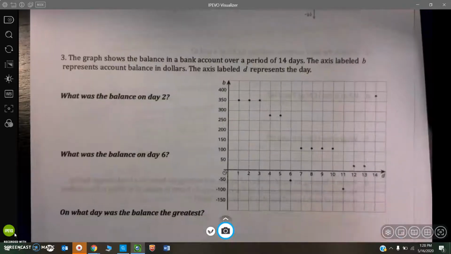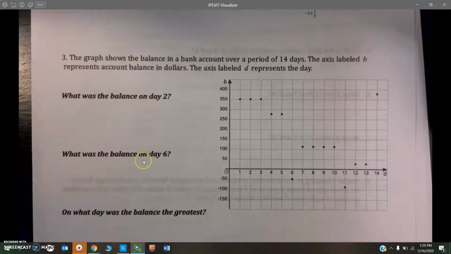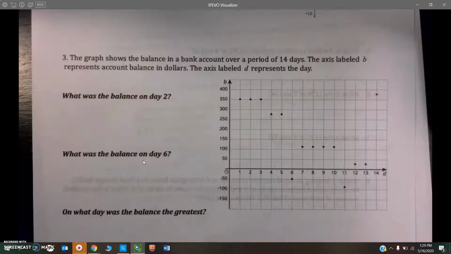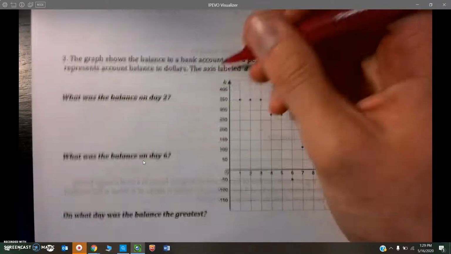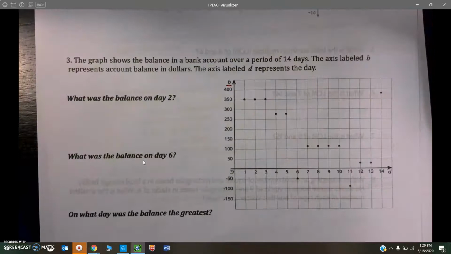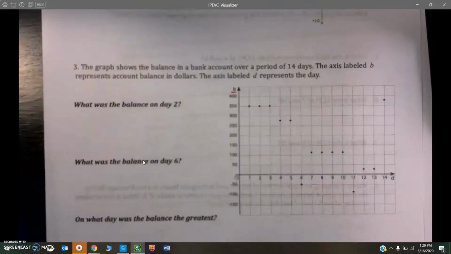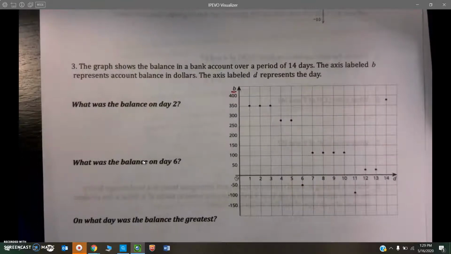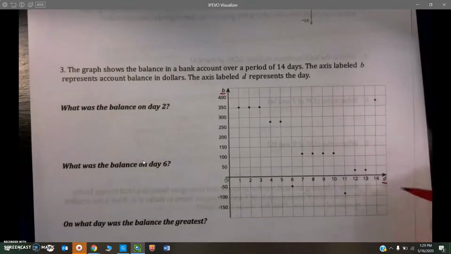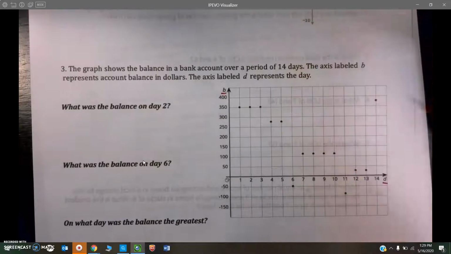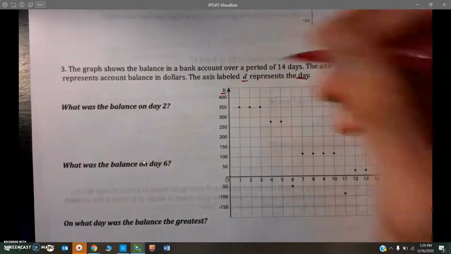Now for number 3, this should look familiar. We did use this graph on an activity before. So the graph shows the balance in a bank account over a period of 14 days. The axis labeled B represents the account balance in dollars. So everything up and down is the amount of dollars in the account. And the axis labeled D represents the day. So that's important. D is day and B is account balance.